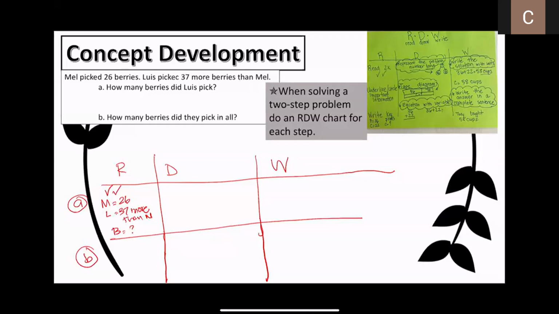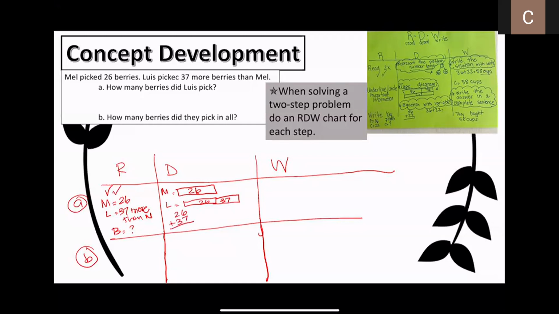I will now draw my model. I'm going to choose to draw a tape diagram. So I know that Mel had 26 berries. I know that Luis had 26, but also had 37 more than Mel. So now I need an equation. So I will do 26 plus 37.